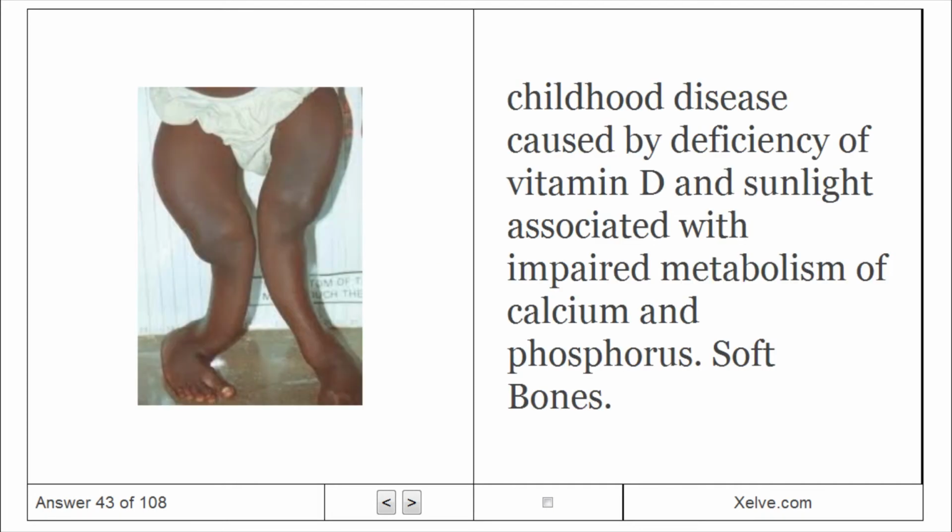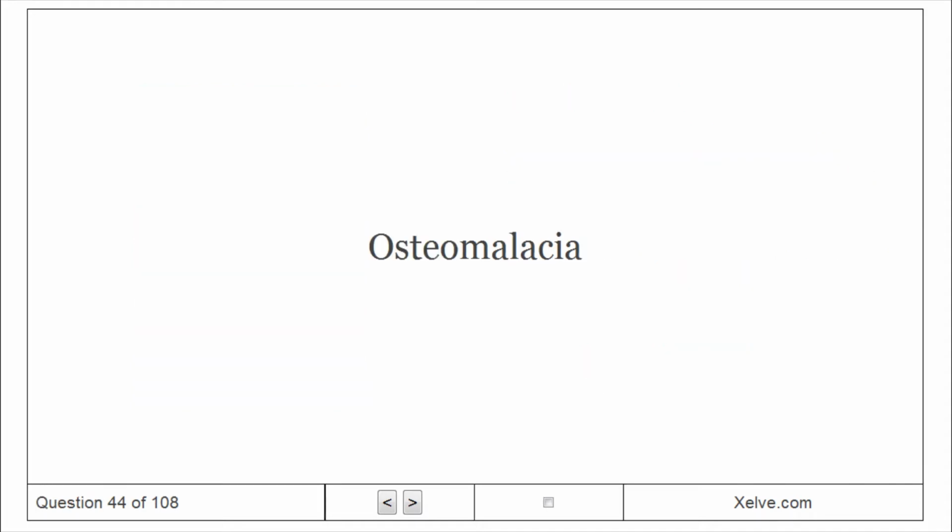Rickets: a childhood disease caused by deficiency of vitamin D and sunlight, associated with impaired metabolism of calcium and phosphorus. Soft bones. Osteomalacia: rickets in adults.